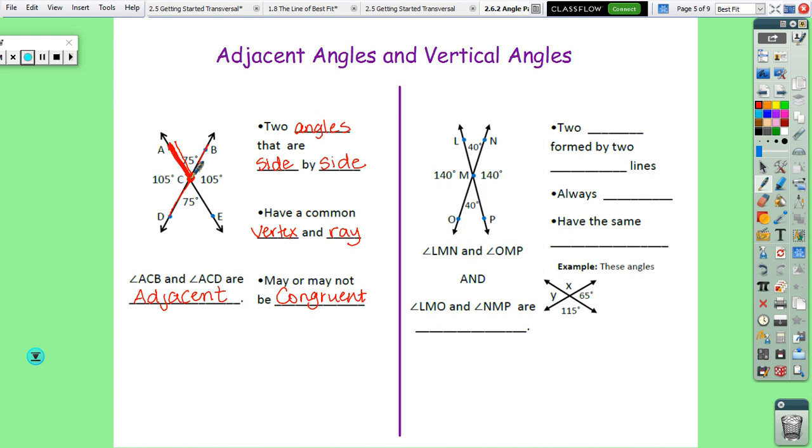Vertical angles, however, we've talked about these a lot before. They're two angles formed by two intersecting lines. They're always, always, always congruent, which means that they have the same angle measure. So angle LMN and angle OMP are vertical angles.